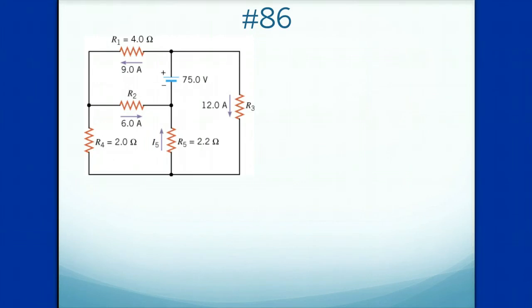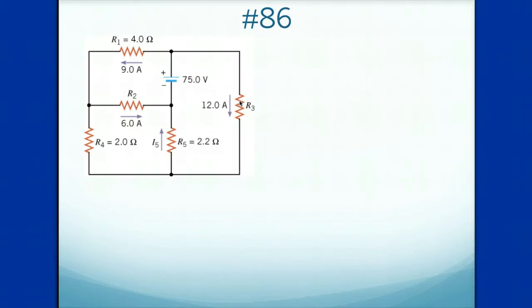And they're giving us some currents, some directions, and some resistors. So we need to figure out the resistances R5 and R2, and we need to find the current through R5, so we need to find current I5. And we also need to figure out resistance 2 and resistance 3. Right? So, first of all, let's figure out our loops.